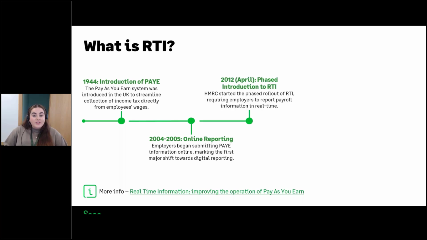Another little jump forward to April 2012, where the phased introduction of RTI began. So there was an RTI pilot that started in April 2012 with a small number of volunteer employers, and this increased in 3 stages throughout the year up to March 2013, by which time over 6 million individual records were being reported in real time.